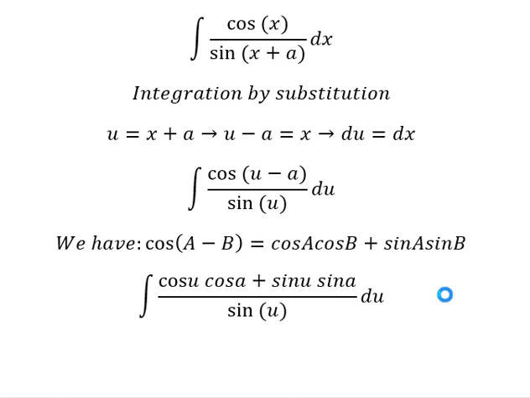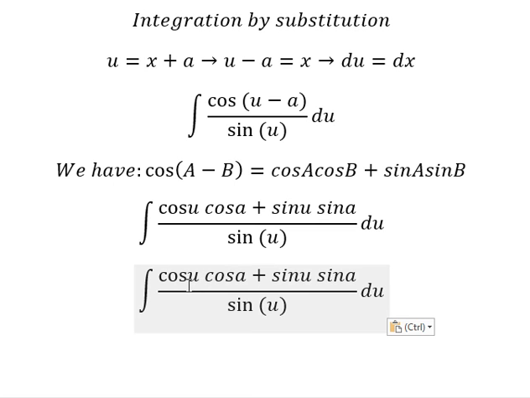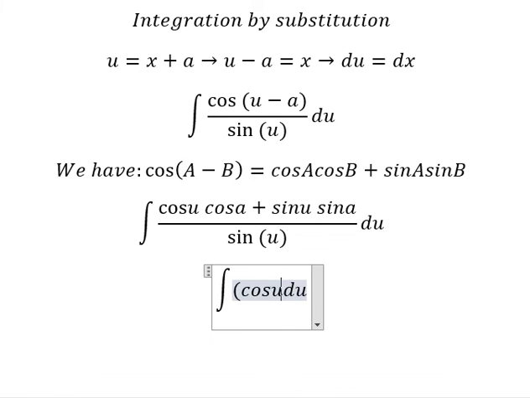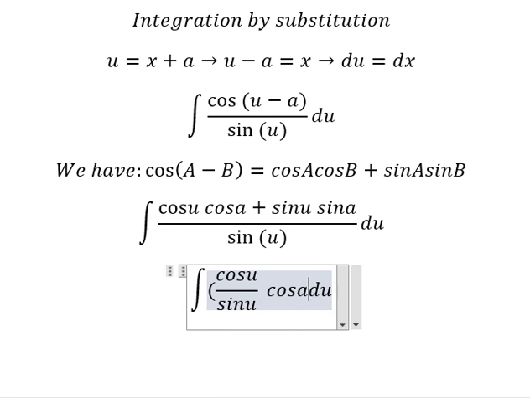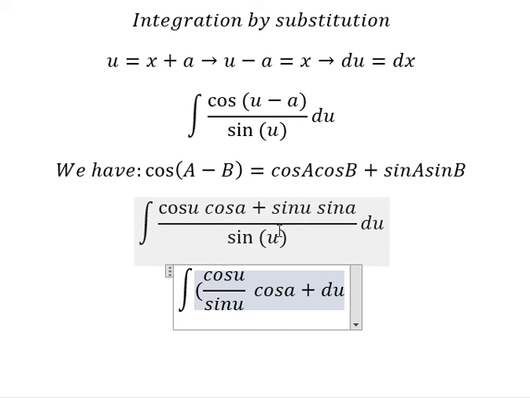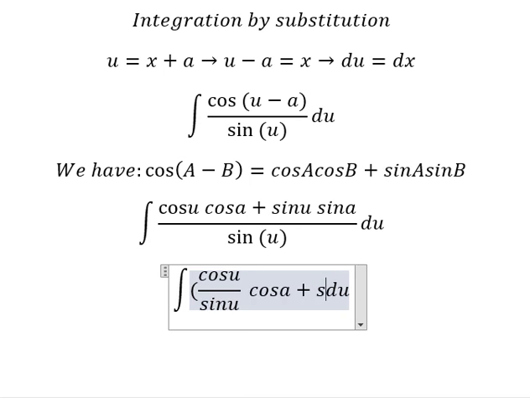Now cosine u divided by sine u we keep the same. Sine u divided by sine u we have number 1.